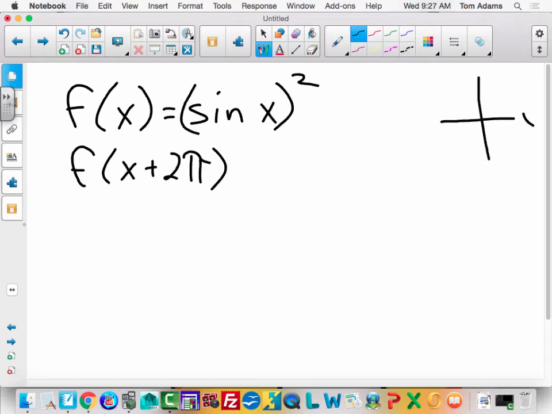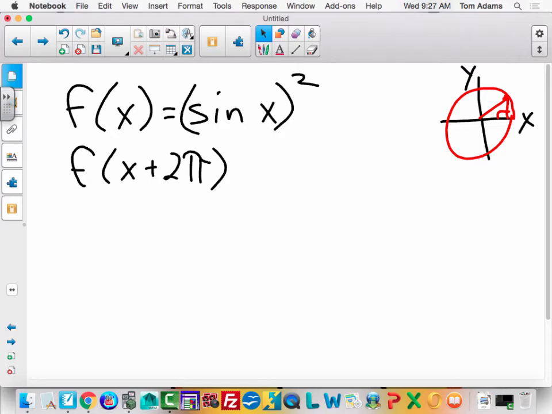It doesn't matter where I end up on the unit circle. So for example, let's say I've got my little triangle here, and I have my perfectly drawn circle. But if I'm right here, and this is my angle, and I go 2 pi from that point, where do I end up? Right back there.